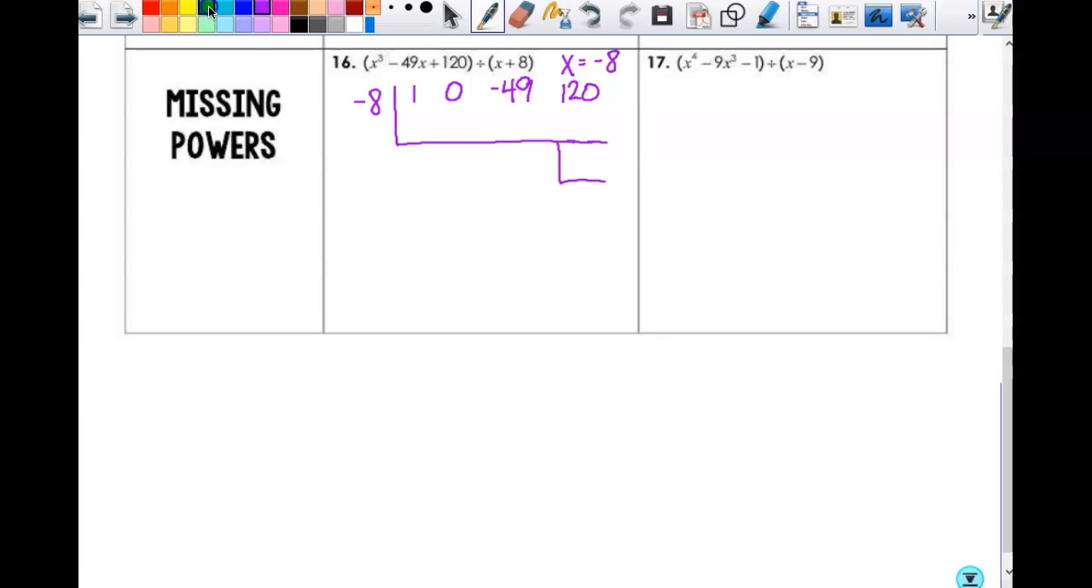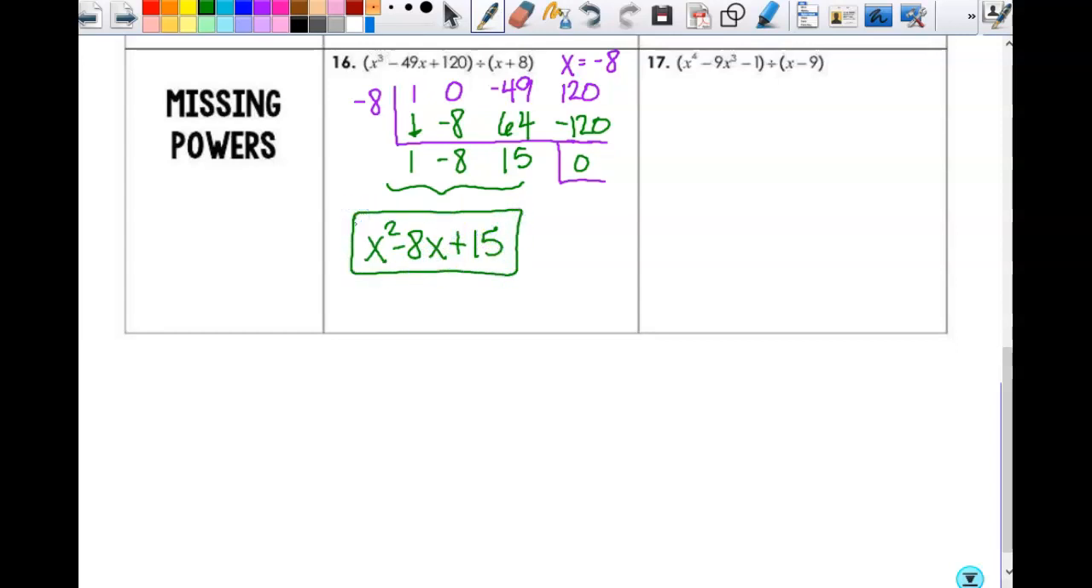All right, so then we just solve this like the rest, bring the 1 down. 1 times negative 8 is negative 8. This is negative 8. Positive 64 and negative 49, what does that give me? 15. Negative 8 times 15, negative 120. So we get, this is 3, which means it's a squared, so x squared minus 8x plus 15. All right, everybody good? All right, you do 17.